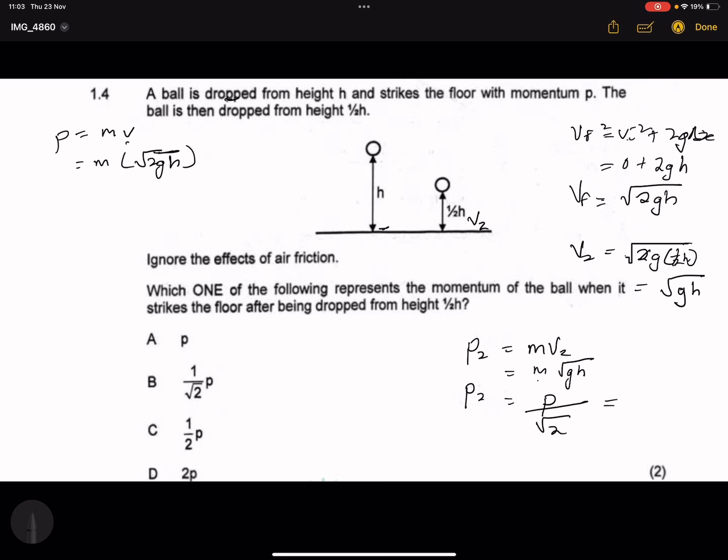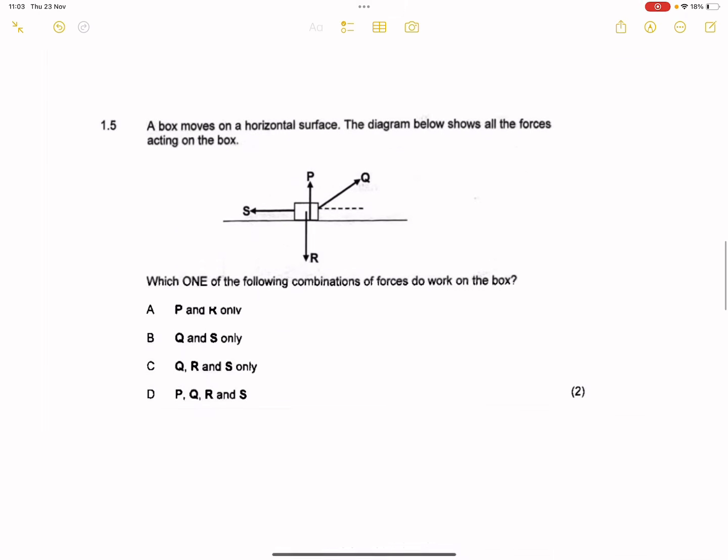Because if you think about what P was, P is m times square root 2 times square root of gh, right? And if we divide that by root 2, that cancels with that, and we're left with m times square root of gh. So it means it's P1 divided by square root of 2. So in this case, the answer is B. So these are the kind of questions that do require a little bit of working out. If you remember my advice, I said some multiple choice do require quite a bit of working out, right? Okay, let's go on to the next one.